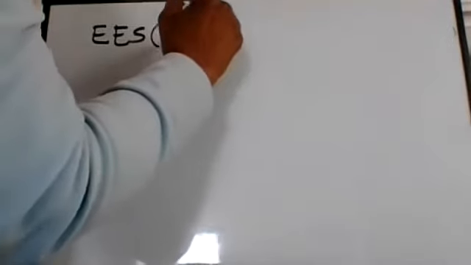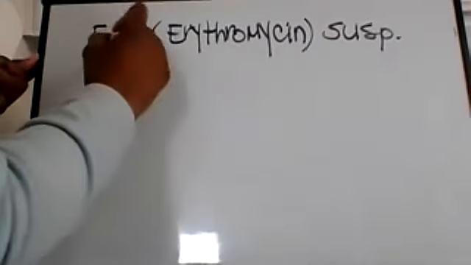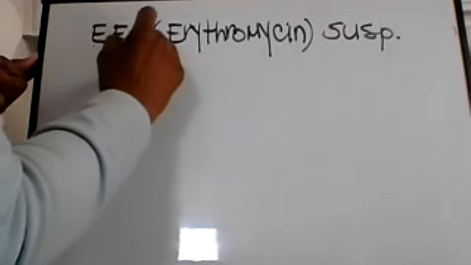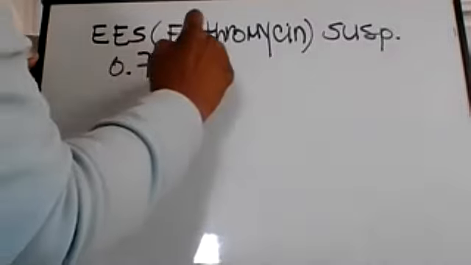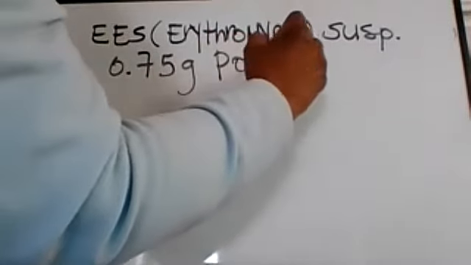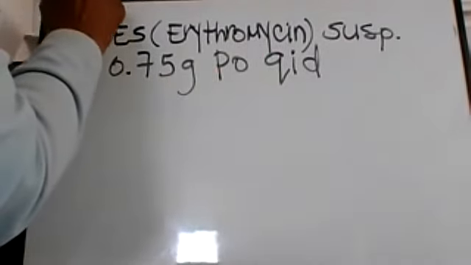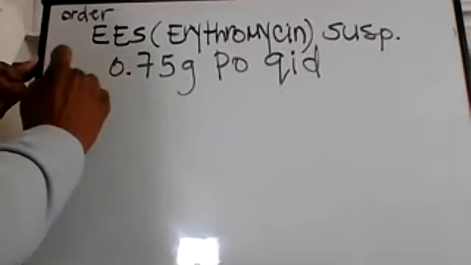EES is erythromycin. SUS is suspension, 0.75 grams PO QID. QID stands for 4 times a day. This is the doctor's order and the supply.